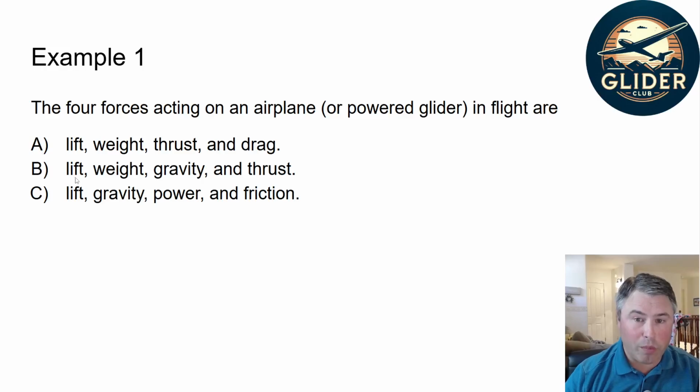They will try to trick you by throwing in gravity or even friction. Yes, friction is part of it, but that's part of drag, okay? And gravity, well, that's actually part of weight. So the second one has it there twice, okay? And C, again, they're trying to trick you with using power instead of thrust. Don't fall for that. Lift counteracts the weight, and the thrust counteracts the drag.